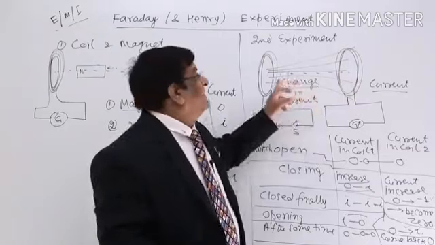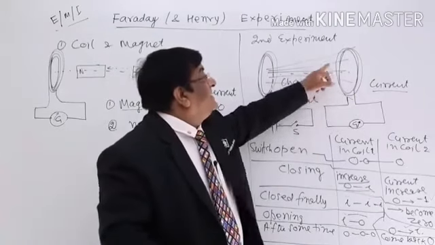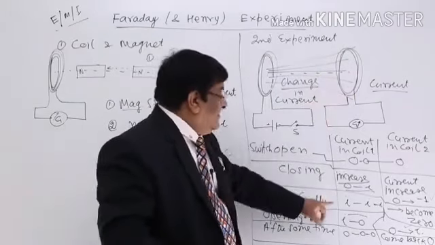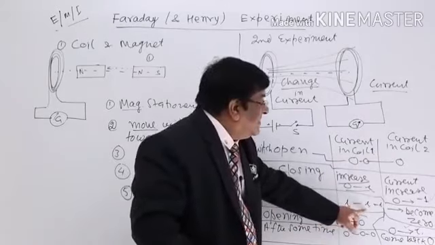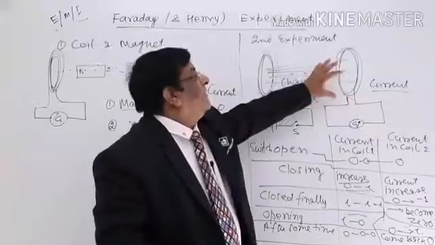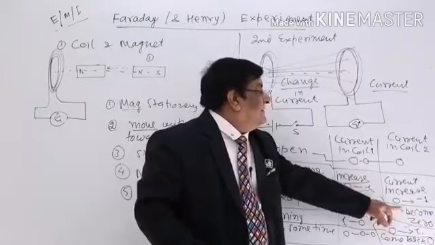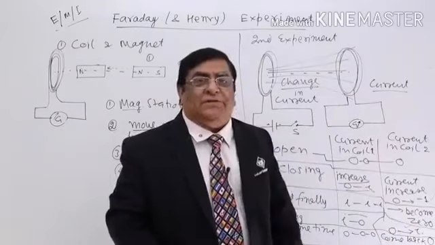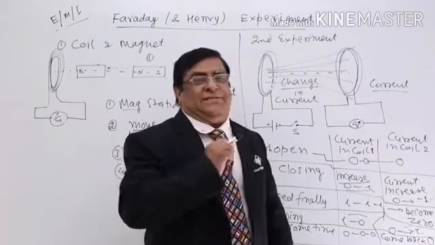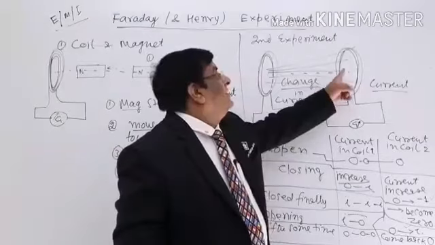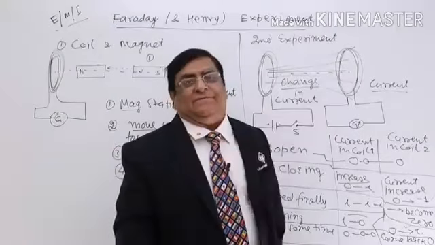But if this is 5 and it remains 5 for some time, the current is 0, no current, because current is related to change. What is changing? Magnetic flux is changing.